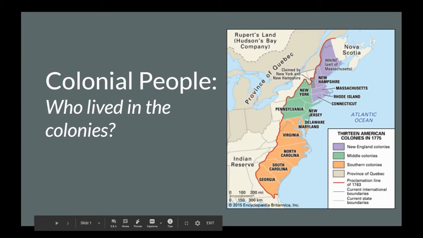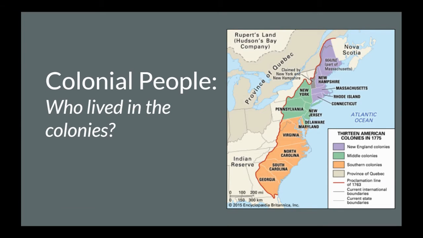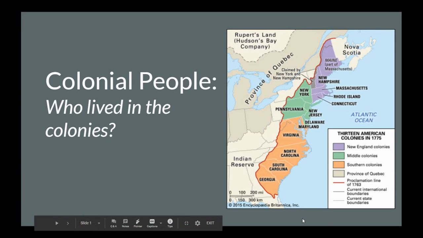Hi everybody! The purpose of this video is to talk about the colonial people, the people who actually lived in the 13 English colonies. Before we move on, it's important to remember that there are 3 colonial regions: New England, which is purple on this map, the Mid-Atlantic, which is green on this map, and the Southern region, which is orange on this map. Different groups lived in different regions.